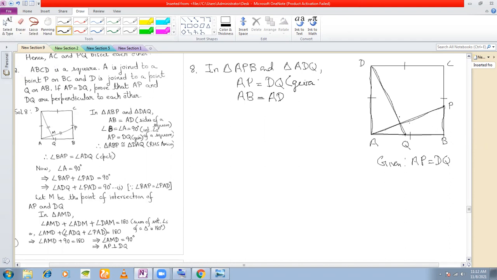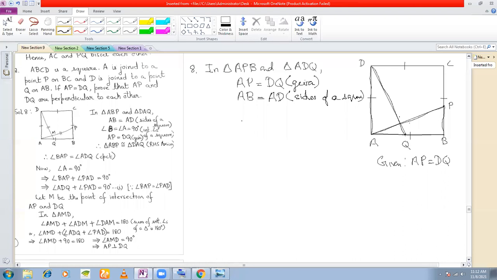And why have you said AB is equal to AD? Because it is a square. Okay, sides of a square. Or you can say adjacent sides of a square. Or you can simply say sides of a square. Okay. And the third one.